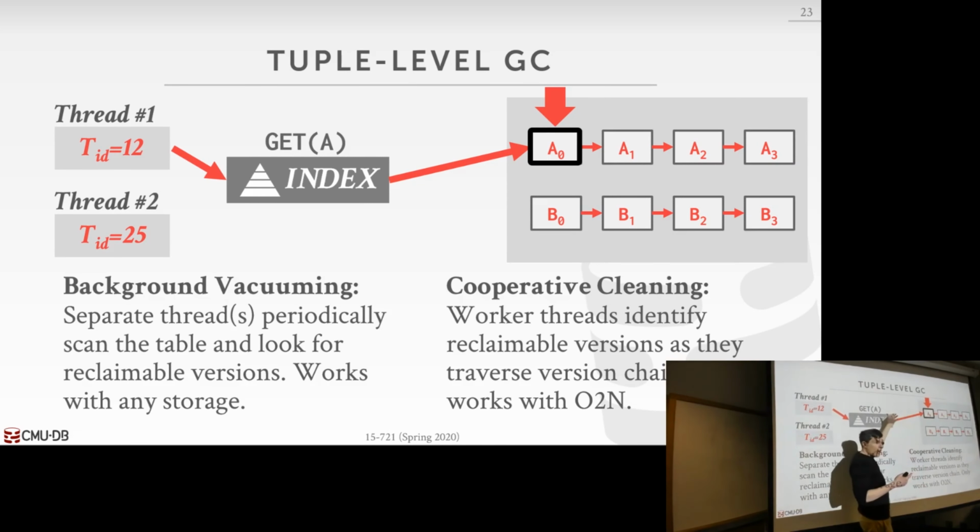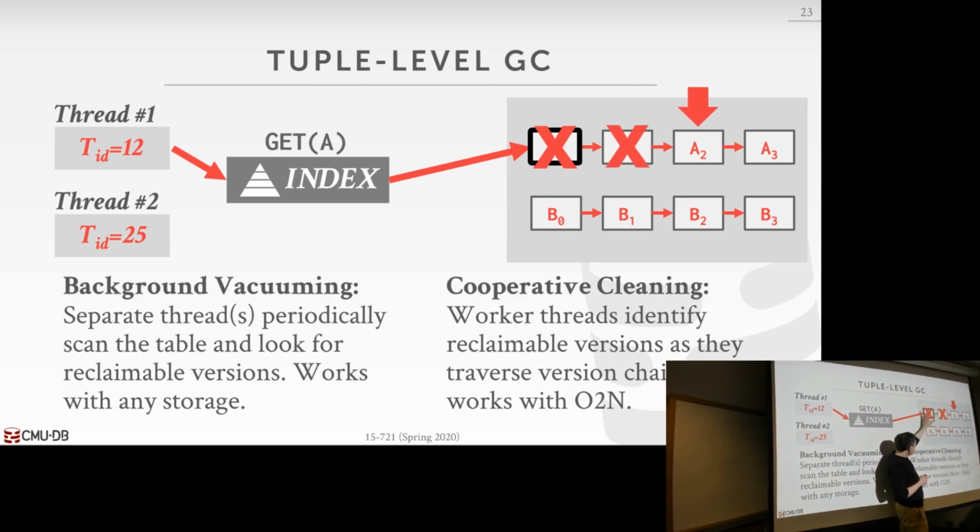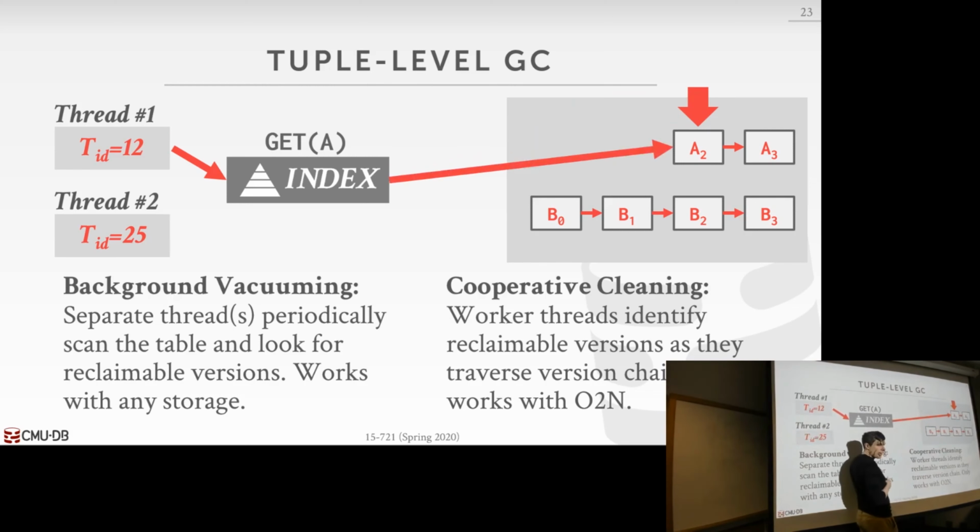But I also know the low watermark, the oldest timestamp of any active transaction. If this tuple is not visible to that oldest transaction, I can go ahead and garbage collect it right there. I keep scanning along, and I'll also then have to update the index to point to my new version chain.